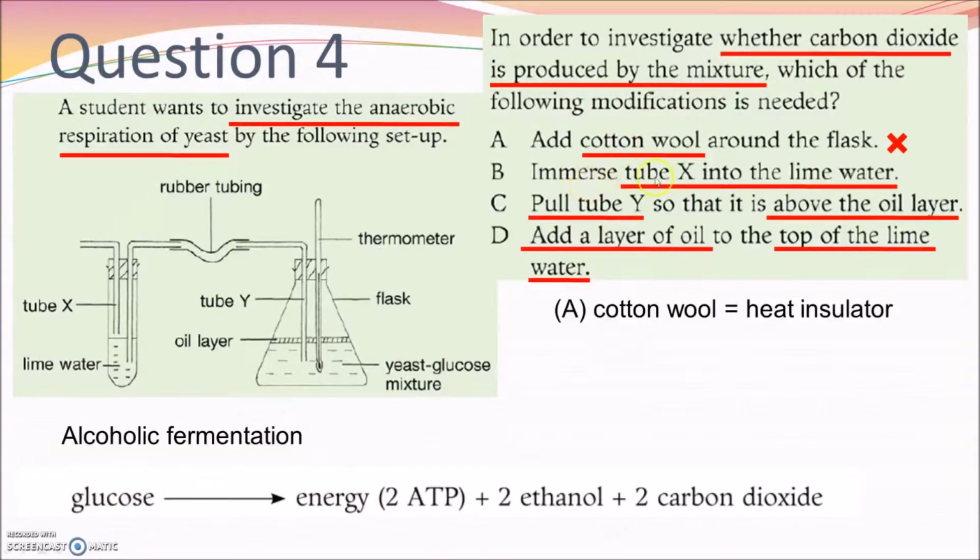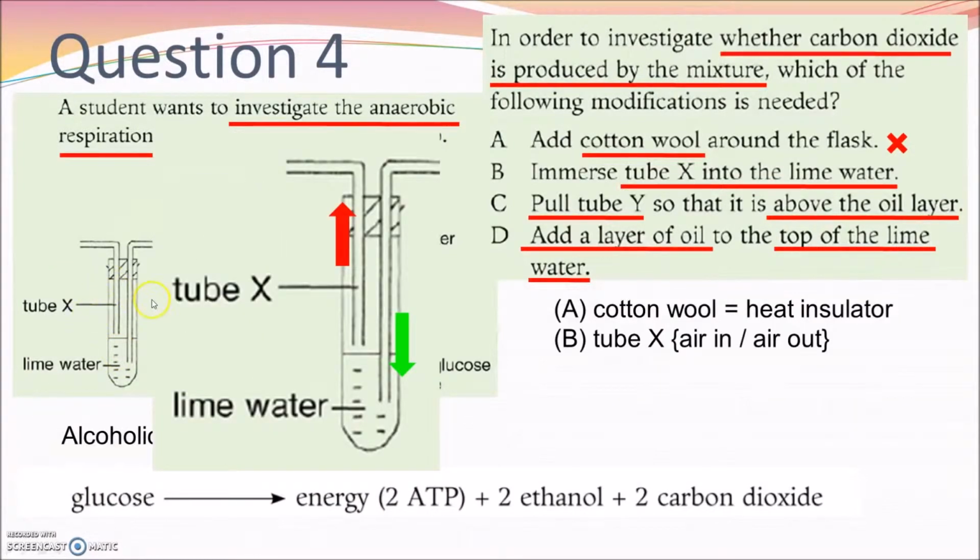For B, immerse tube X into lime water. Now lime water, what is its function? You tell me. But for tube X, the answer suggests that we need to put tube X in the lime water. So I enlarge the diagram a bit. Remember this diagram, we talked about it in chapter 7 before. If the tube is immersed in the water or any liquid, it means the air will go into the liquid by this tube. And if the tube is above the solution, that means the air is out from here.